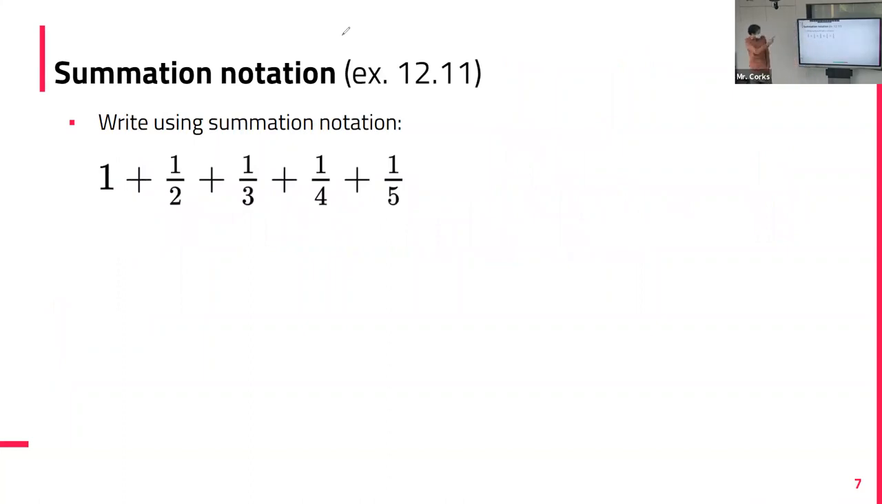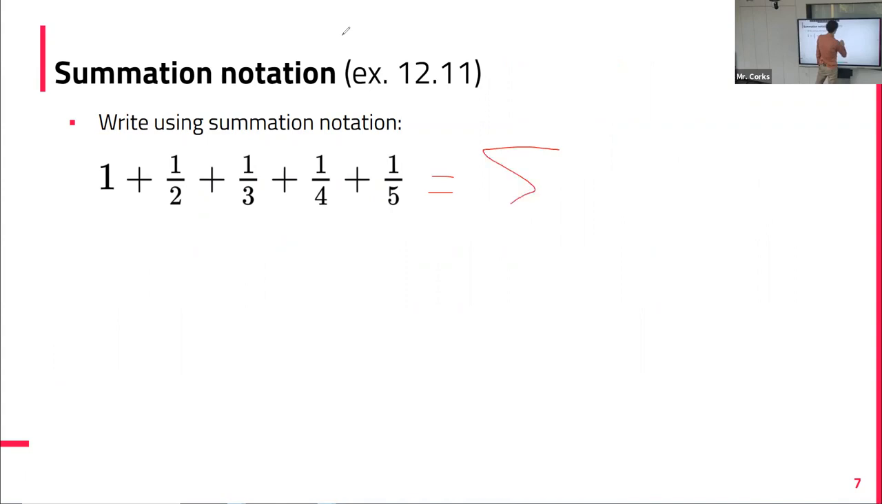This one here. Take this and rewrite it in summation notation. So that big sigma thing we just saw. And fill in the details.